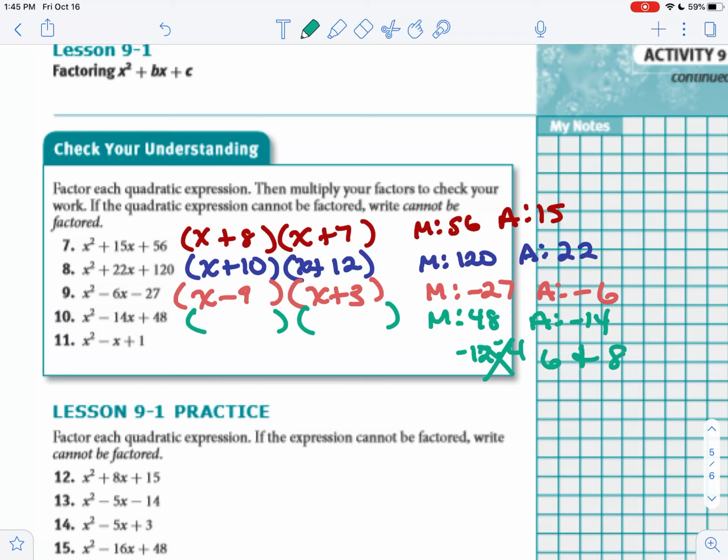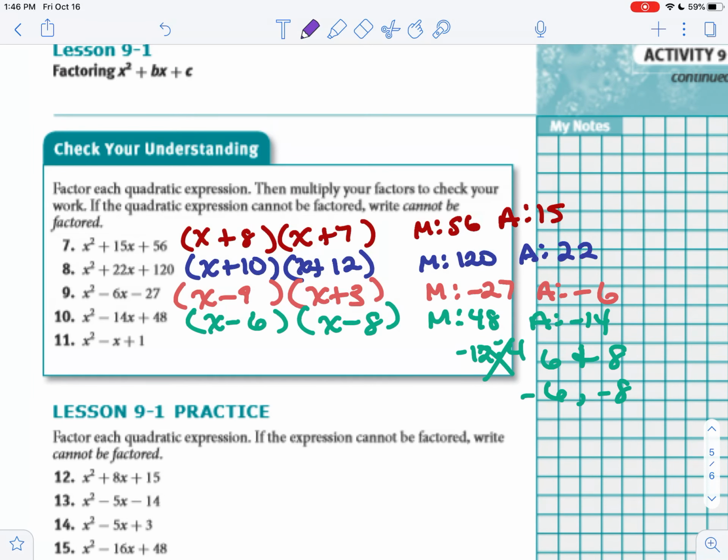So I'm going to pick something different. Maybe try 6 and 8. So 6 and 8 multiply to 48, but they add to positive 14. So I'm going to try negative 6 and negative 8, and they do add to negative 14. So x minus 6 times x minus 8.